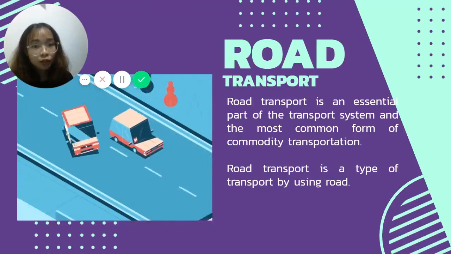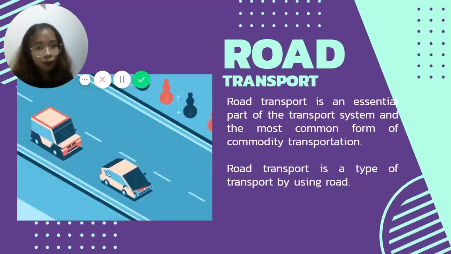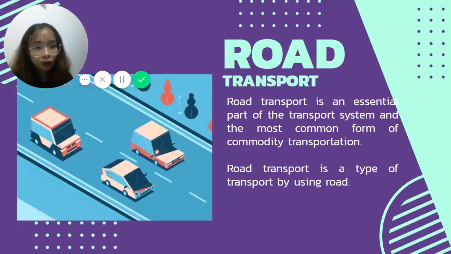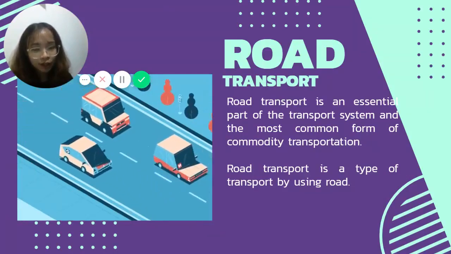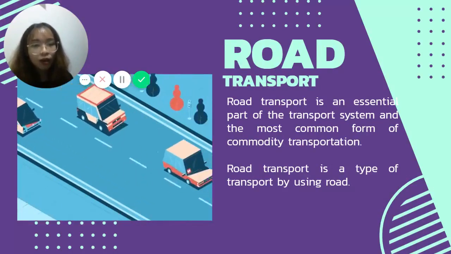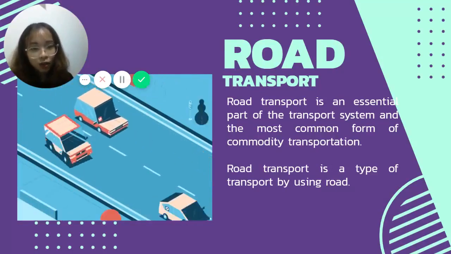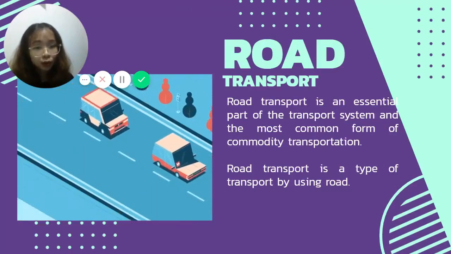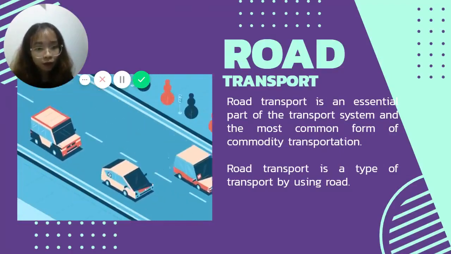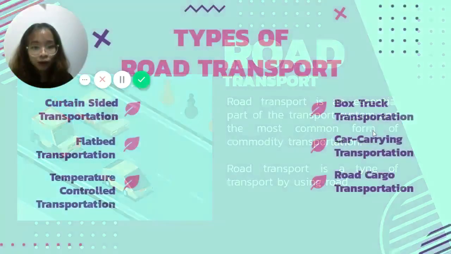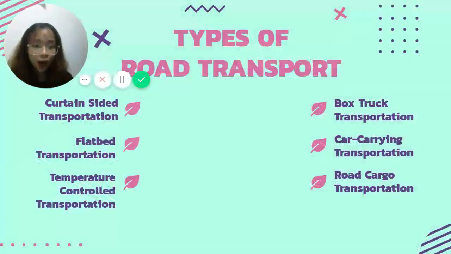Firstly, what is road transport? Road transport is an essential part of the transport system and the most popular form of community transportation. Movement along roads may be by bike, motorbike, and truck. And in this presentation, we just talk about road cargo transportation. Through time, road transport has evolved with various types of transportation, and until now, there are 6 types of cargo transportation divided by function, as you can see on screen.